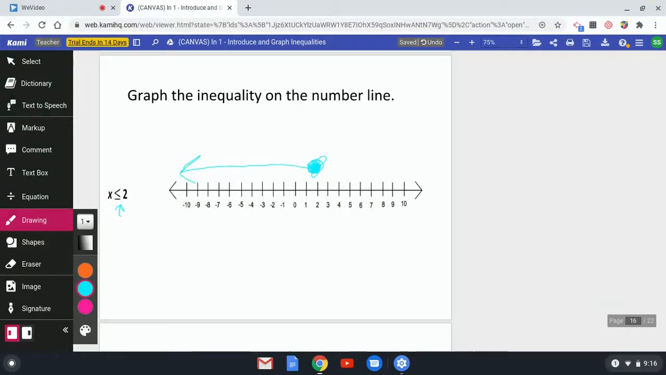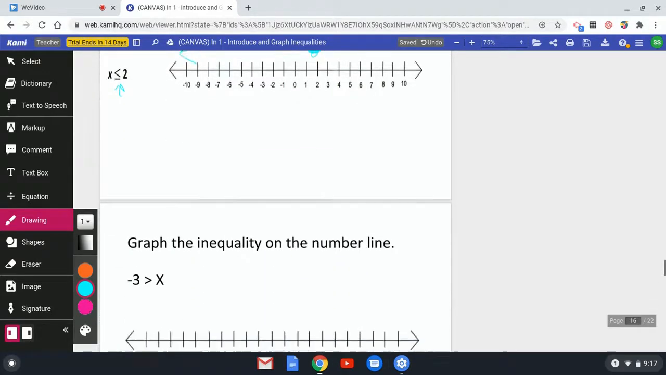Sometimes it helps to remember it like this. When you say less than, you have the L part, right? So your arrow goes to the left. When you have greater than, you have greater, so it goes to the right. Just a little trick to help you remember.